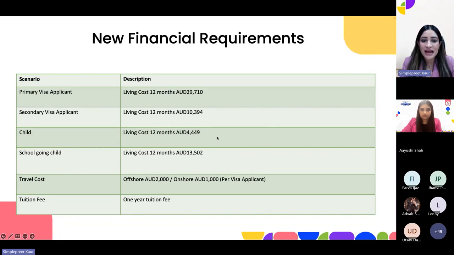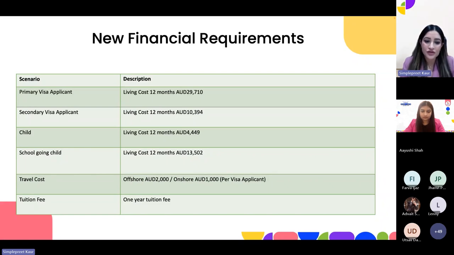For the primary visa applicant, the living cost for the 12 months is the current cost, basically $29,710. For the secondary applicant, it is $10,394. If there is a child included in the application, for the child it is $4,449, and if the child is school going, then it is $13,502 instead of $4,449. And the travel cost is going to be $2,000 if you're applying as an overseas applicant. It is going to be $1,000 per applicant if you're applying as an onshore student visa.